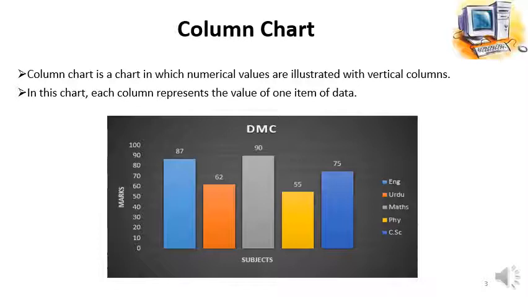So here in this chart we can see that these vertical columns represent the marks of individual subjects, and different colors are used for representing different subjects. For example, yellow color is for physics and orange is for Urdu, and in the same way dark blue represents computer science, light blue represents English. So different colors are used to represent different subjects in this chart.